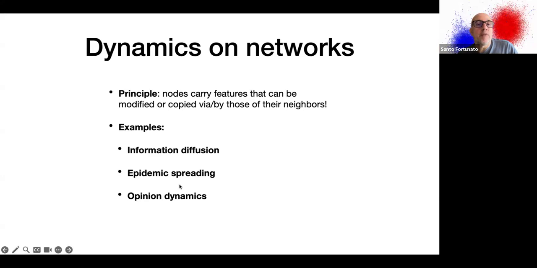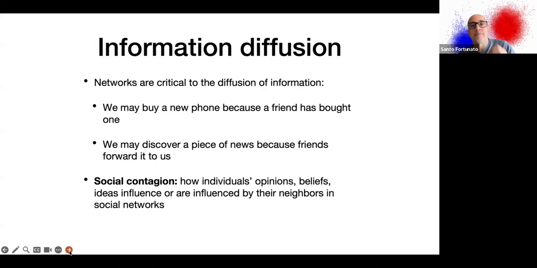The examples that we cover here belong to 3 broad classes of processes, which are extremely popular and generated tons of literature: information diffusion, epidemic spreading, and opinion dynamics. So let me start with information diffusion.